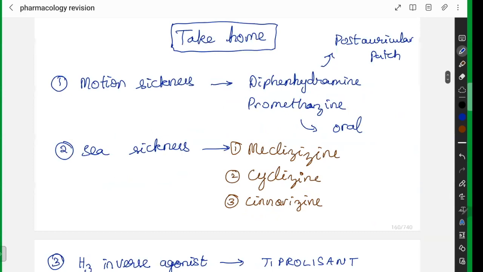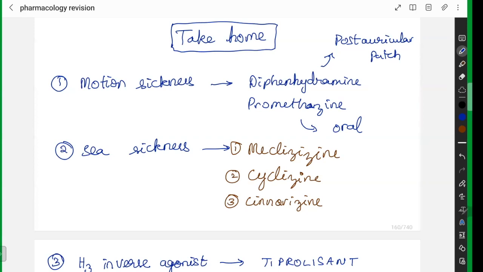Number one, in motion sickness, you are going to use diphenhydramine and promethazine as oral drugs, and diphenhydramine is also given as a post-auricular patch. In seasickness, when you go swimming or diving in your ECR, or go to the Taj Fisherman Cove, they have a provision for deep sea diving. So when you go there, the patient can get seasickness, isn't it?